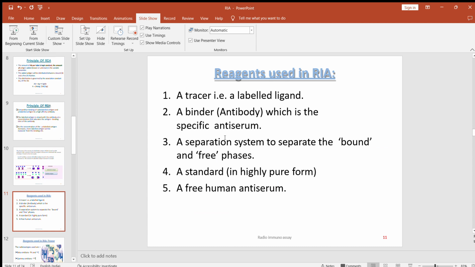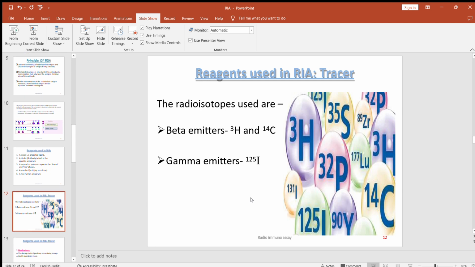These are the reagents used in the RIA. A tracer, that is a labeled ligand, is used, and a binder, that is an antibody specific for the antiserum. The third is a separation system to separate the bound and free phases. The fourth is a standard, which is used in highly pure form, and the fifth is a free human antiserum. These are the reagents used in the RIA.